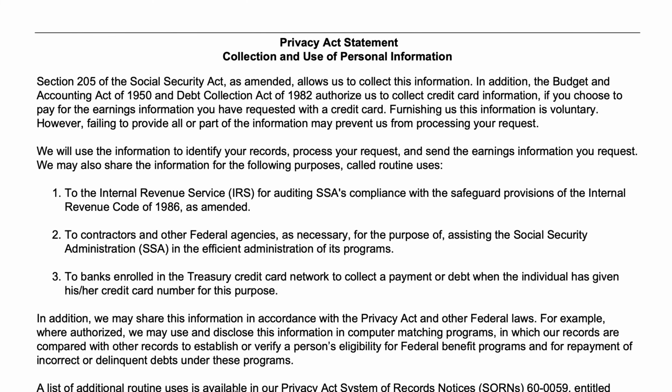In the middle of this form on page 1, this is a 4-page form, but in the middle of page 1 towards the end is the Privacy Act statement. This is very common information that you'll see on Social Security Administration forms, talking about compliance with the Social Security Act, allowing the Social Security Administration to collect certain information, and specifying what use the SSA makes of your information.